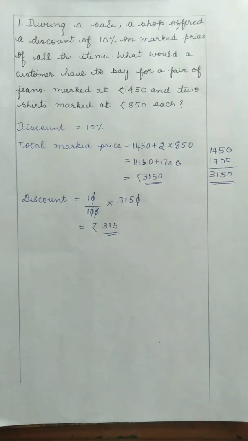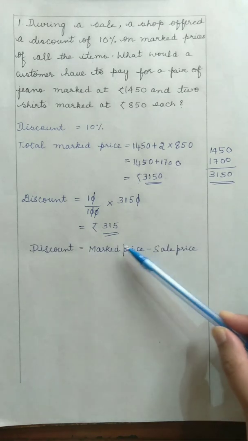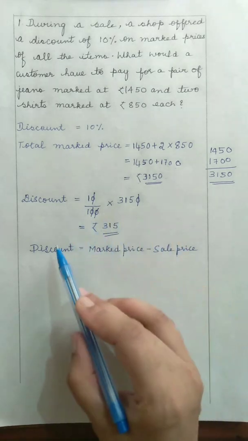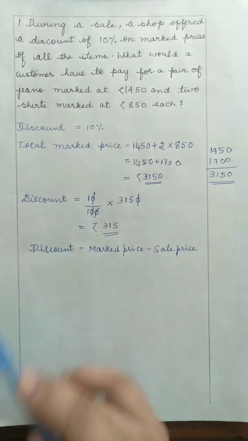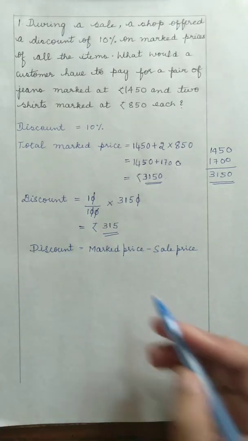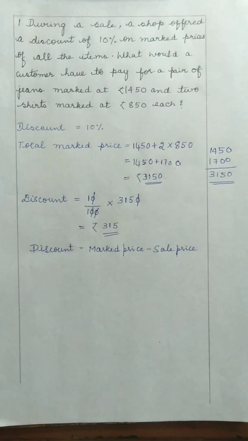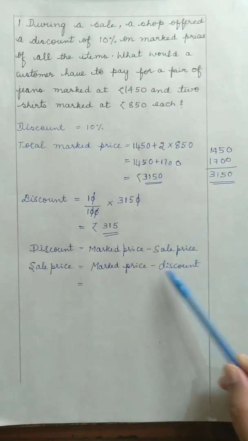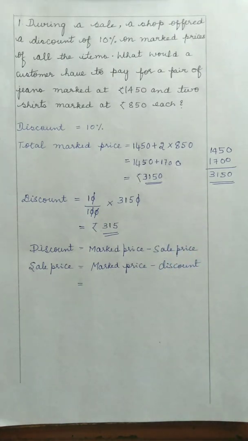Now we shall apply the formula for the discount. Discount is given by the formula marked price minus sale price. So children, now we want the sale price. Therefore, let us rearrange this formula. Let us take the sale price to the left side. So minus sale price will be plus. Therefore, when we rearrange this formula, sale price is equal to marked price minus discount. The original formula is discount is equal to marked price minus sale price.